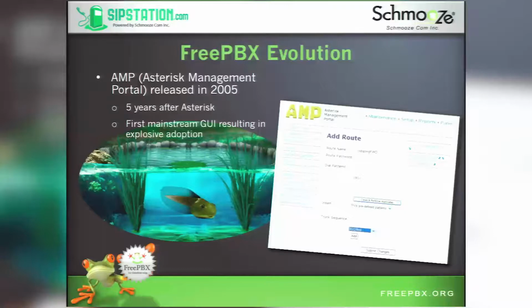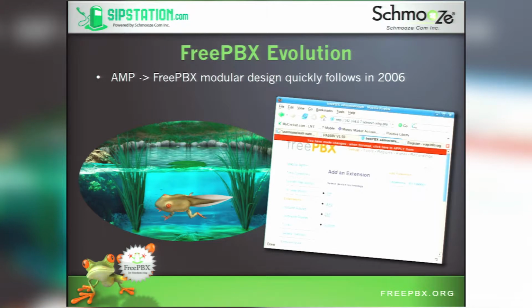And 5 years later, there was this application called Asterisk Management Portal that was introduced to the world. It was very quickly incorporated into a project called Asterisk Now, which was a distro that basically took Asterisk and AMP and then kind of the parts that you needed and made it real easy. And it exploded. It was really quite a phenomenon to see how quickly people adopted this.